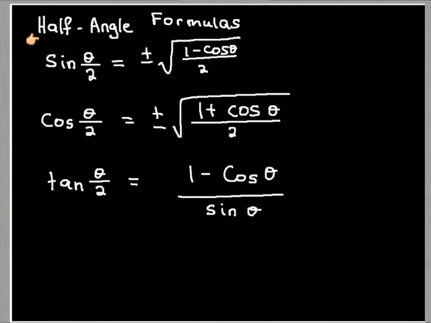Now the other set of formulas I'd like you to know, and again pause the video and write this down, is the half angle formulas. Sine theta over 2 is equal to plus or minus square root of 1 minus cos theta over 2. Cos theta over 2 is equal to plus or minus square root of 1 plus cos theta over 2. And tan theta over 2 is equal to 1 minus cos theta over sine theta. So these are all half angle formulas.